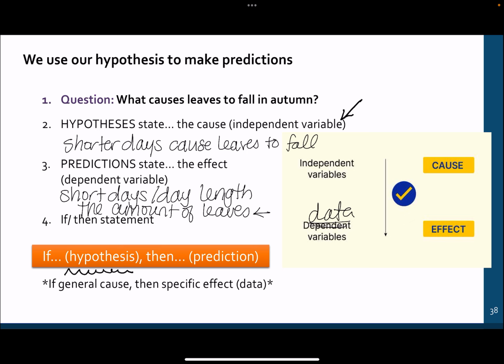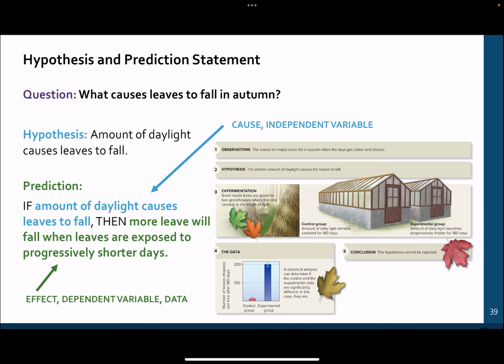And then you're going to insert the specific effect or the prediction. So if my hypothesis is correct or supported, then this is the data that's going to show it. So another way to think of this is if your general cause, day length, then your specific data, more leaves. So if we write this all out, we can see our question, what causes leaves to fall in autumn? Hypothesis, the amount of daylight causes our leaves to fall.